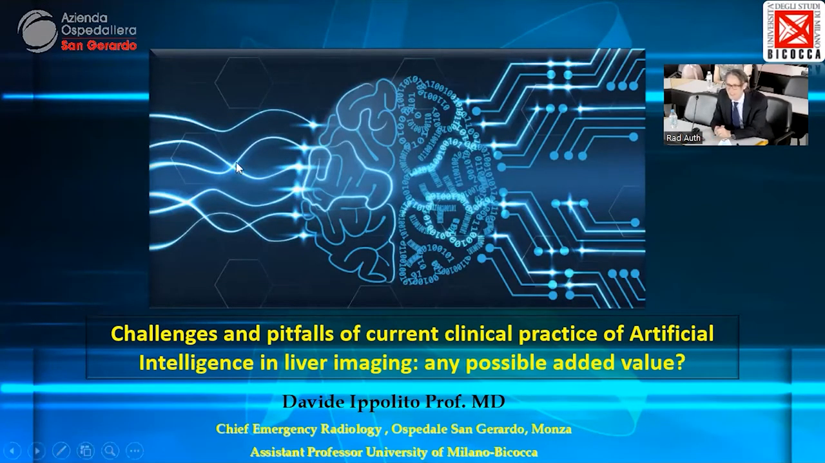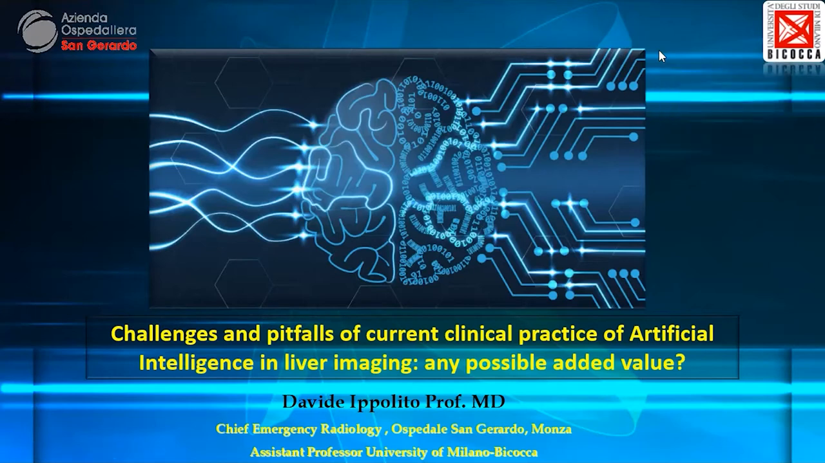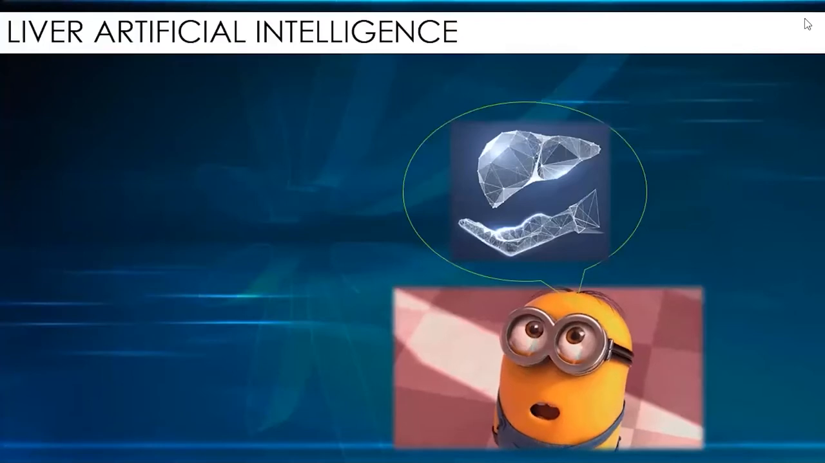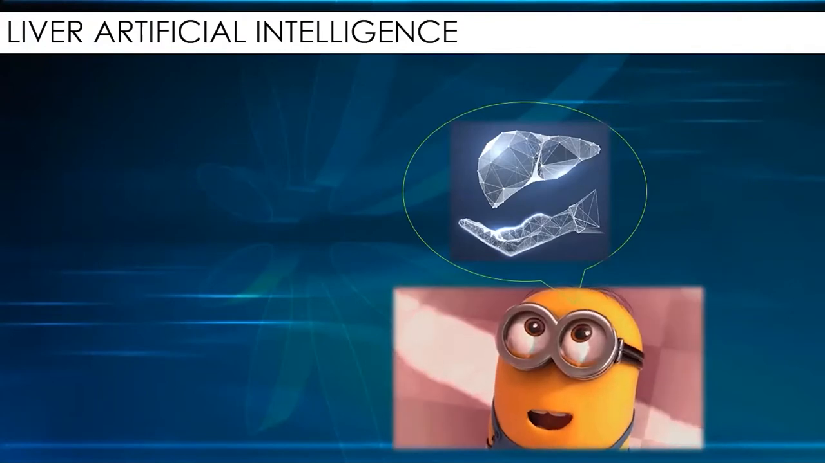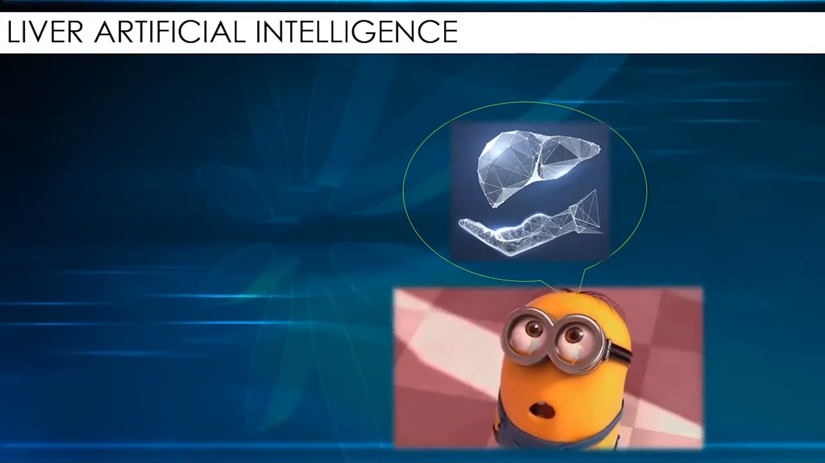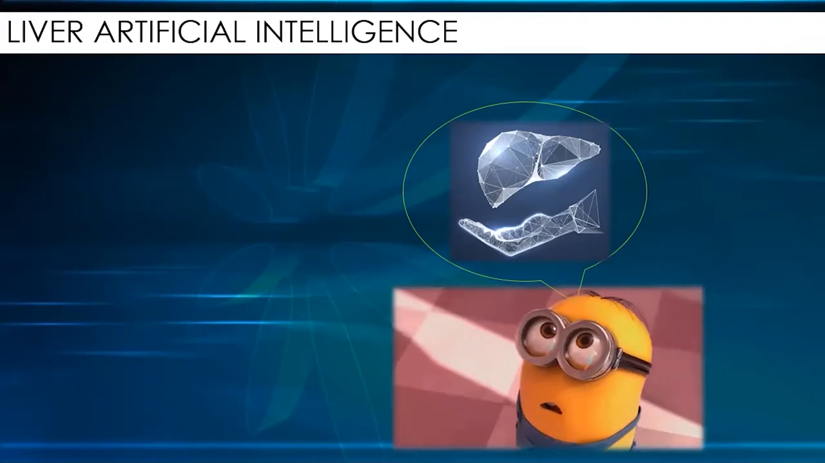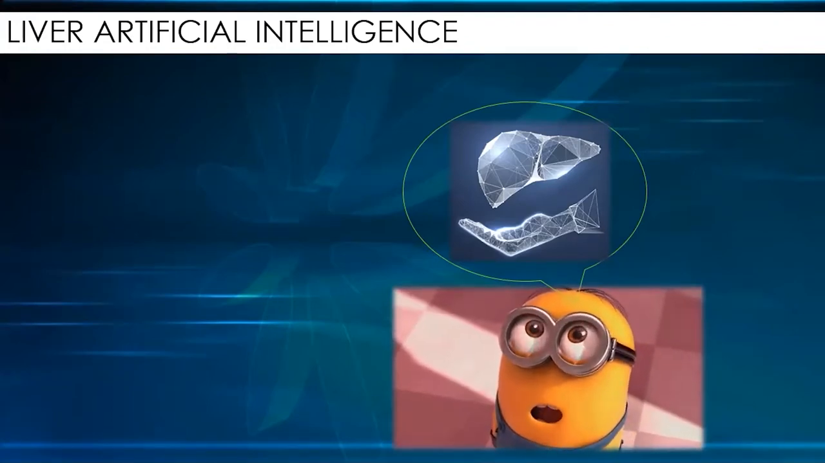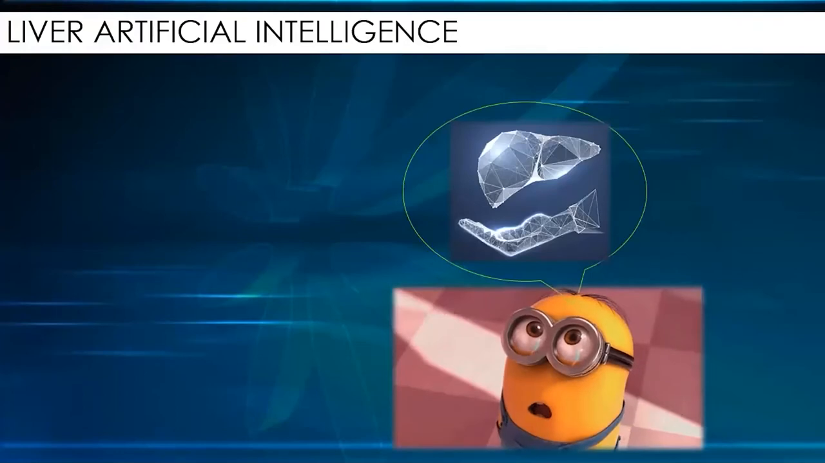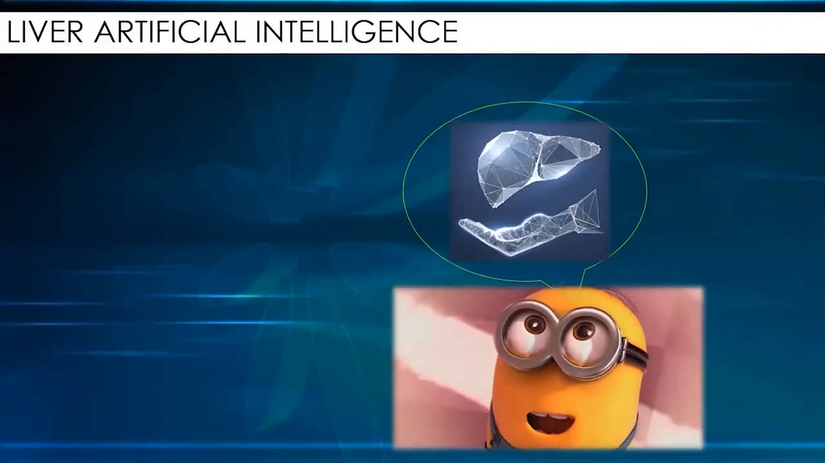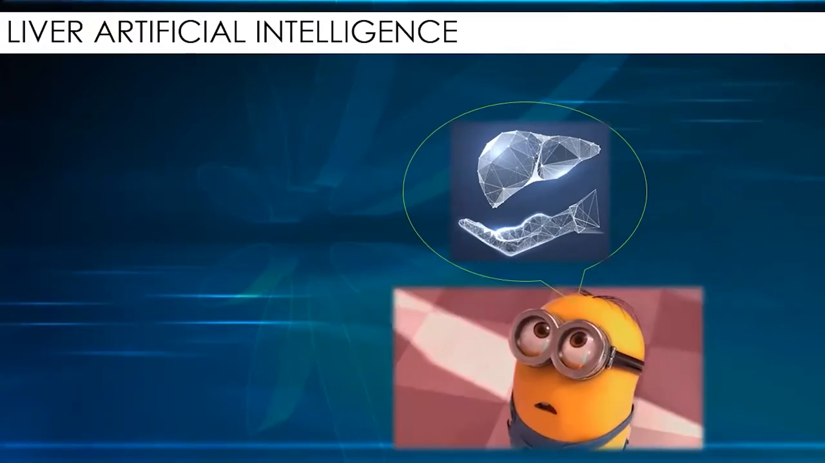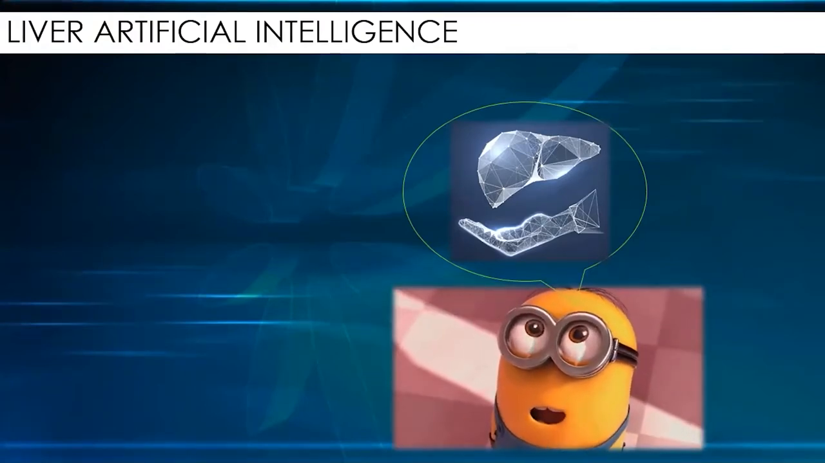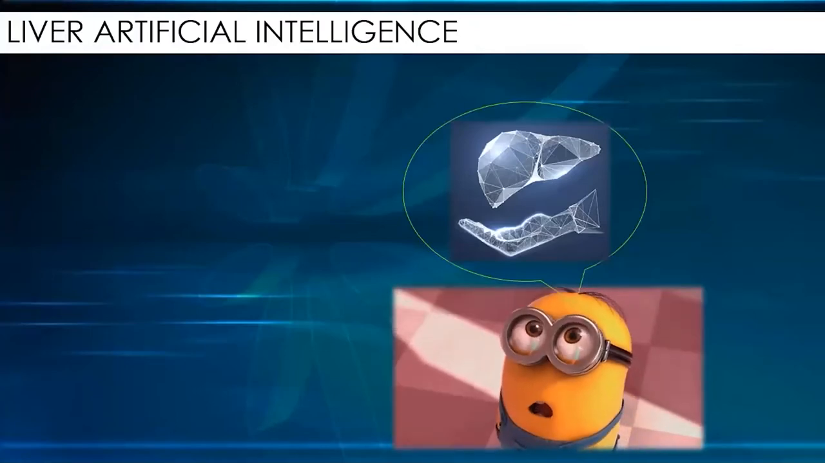And first of all, I would like to thank you, Professor Rassopoulos and Professor Atsidakis, for inviting me to this postgraduate course. In the next hour, I'll give you two speeches about two of the most important state-of-the-art topics in the radiological world. Let's start with the first one, dedicated to artificial intelligence in liver imaging. I'll try to show you the possible applications of this new technique in clinical practice, but I would also like to show the main challenges and limitations of artificial intelligence.